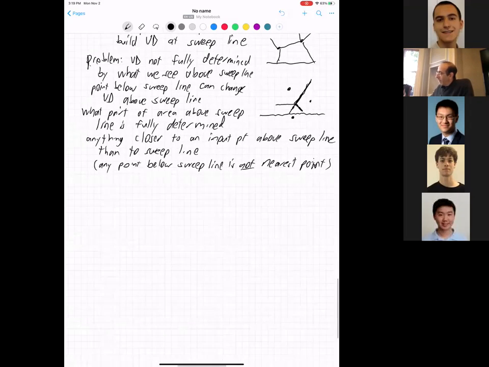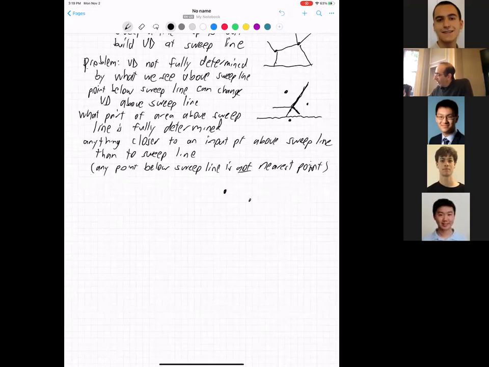So let's think about this. What shape is that? Here I've got a collection of points that are above the sweep line. Here I've got the sweep line. What points are closer to one of the inputs above the sweep line than they are to the sweep line? What is that region? Point of the lower convex hull. Well, the lower convex hull, certainly, right? So I can draw this convex hull, and anything that's above this convex hull is certainly safe, right? I mean, the midpoint between the line and the lower convex hull.